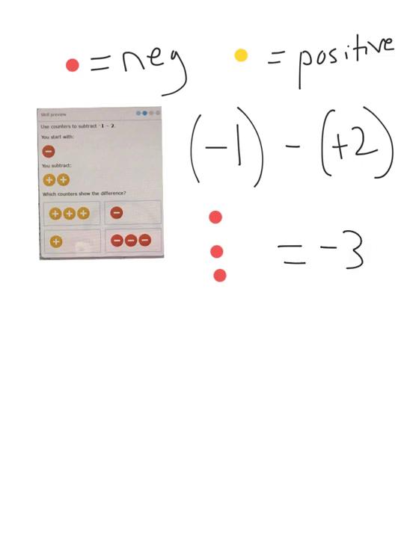The way to think about this is I owed $1. Then I went out and spent, so I went down in terms of my money. I'm taking away another positive $2, so I spent 2 more dollars. I end up owing $3, or negative 3.